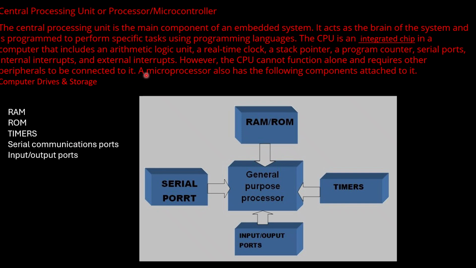A microprocessor also has the following components attached to it. So it has RAM or ROM, RAM and ROM both. It is a general purpose processor. It has a serial port and a number of timers and input output ports.